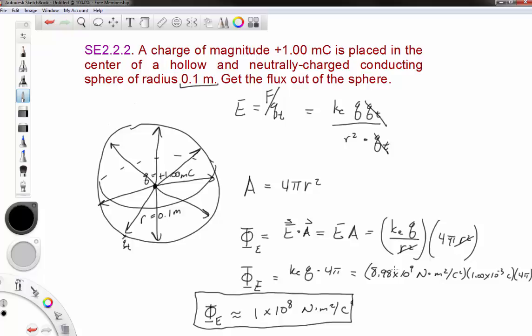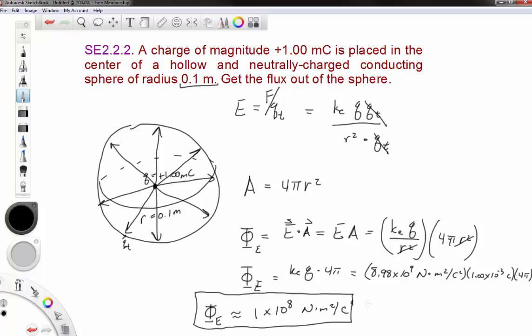Before moving on to the next example, I want to note that we can now quickly, for this amount of charge, calculate the flux out of all spheres upon which this charge is centered. Or in other words, all spheres which are centered upon this charge. Because they will all have the same answer for this given charge at the center of the sphere. You'll notice that the R squared terms dropped out. That means that the radius of the sphere doesn't matter for flux's sake. Therefore, a sphere that had a 1 meter radius would also have the same flux of 1 times 10 to the 8th Newton meters squared per Coulomb.